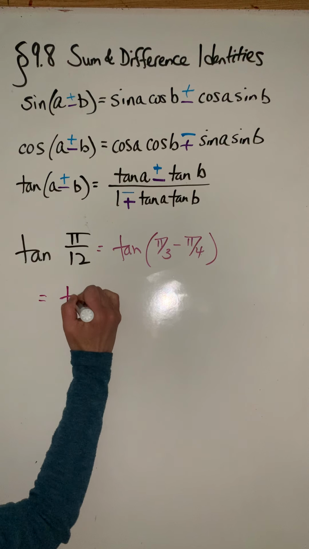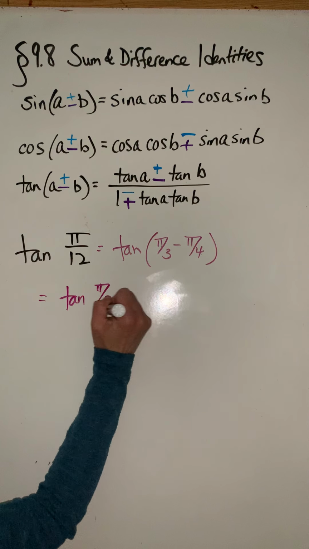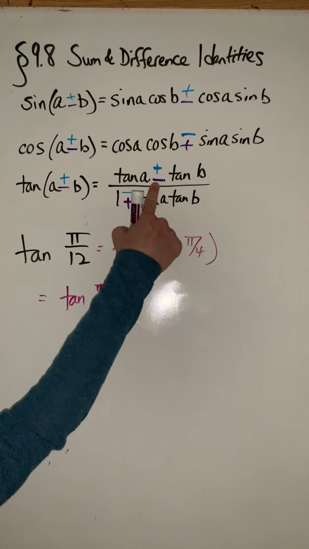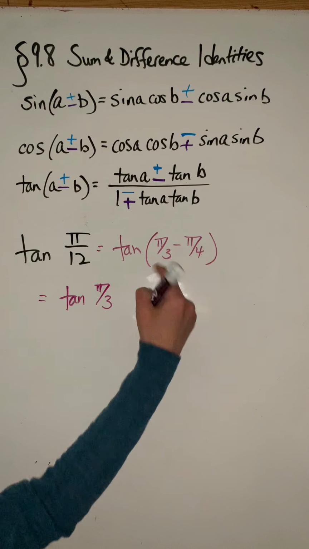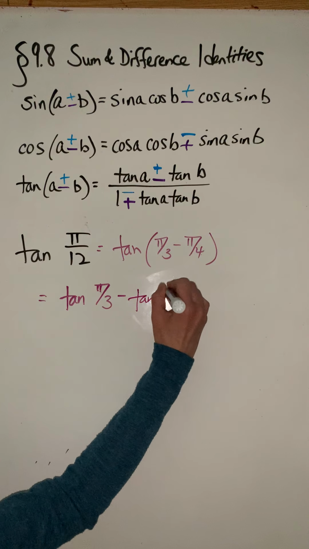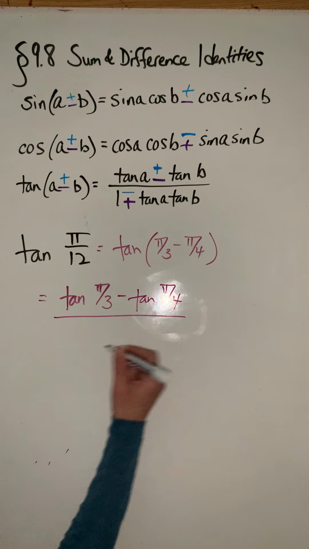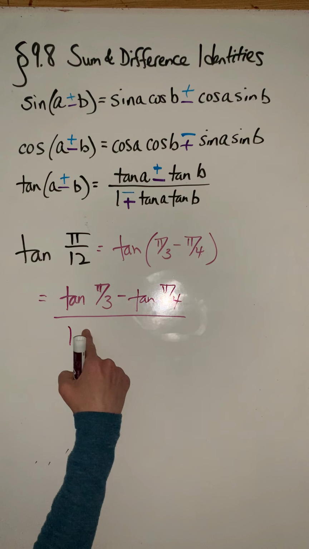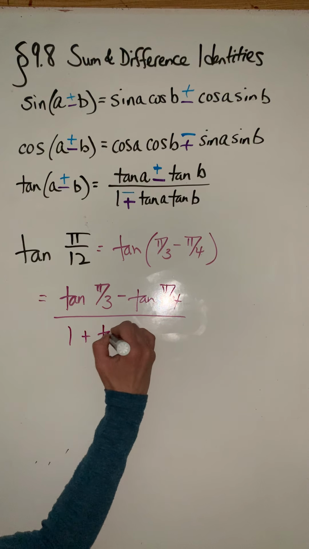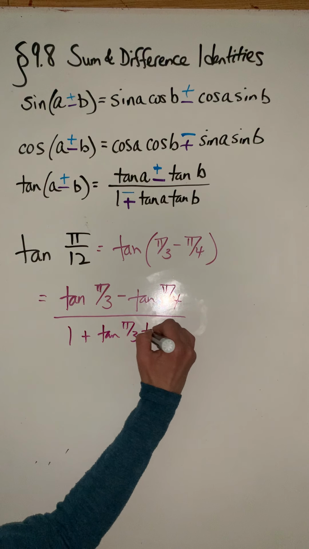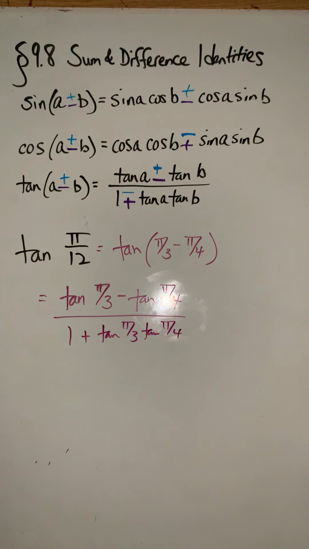So we get the tangent of pi over 3. Our sign in between, remember, is going to be the same as what we have here. So this will be minus the tangent of pi over 4, all over, remember these two signs are opposite, so this will be plus tangent of pi over 3, tangent of pi over 4. Okay, now it's just a matter of evaluating.